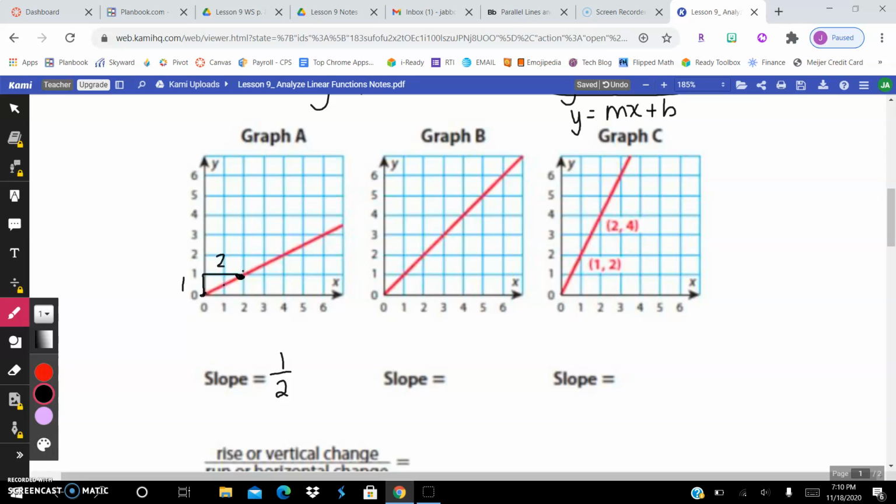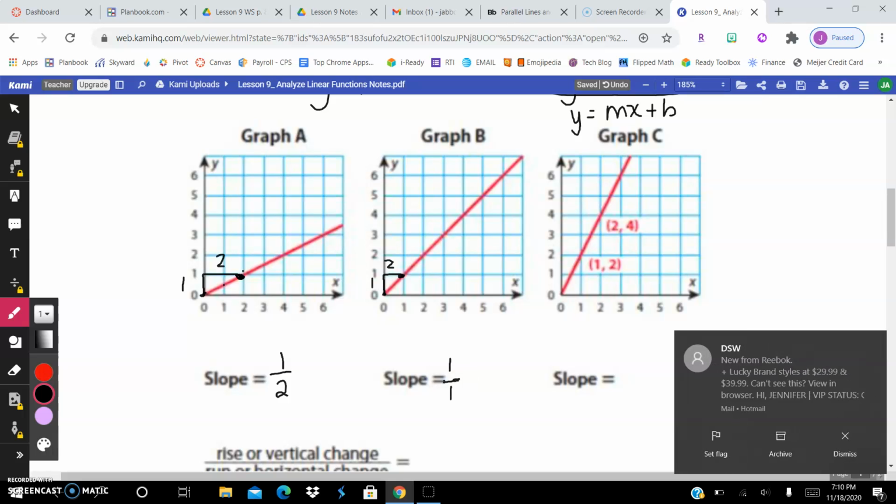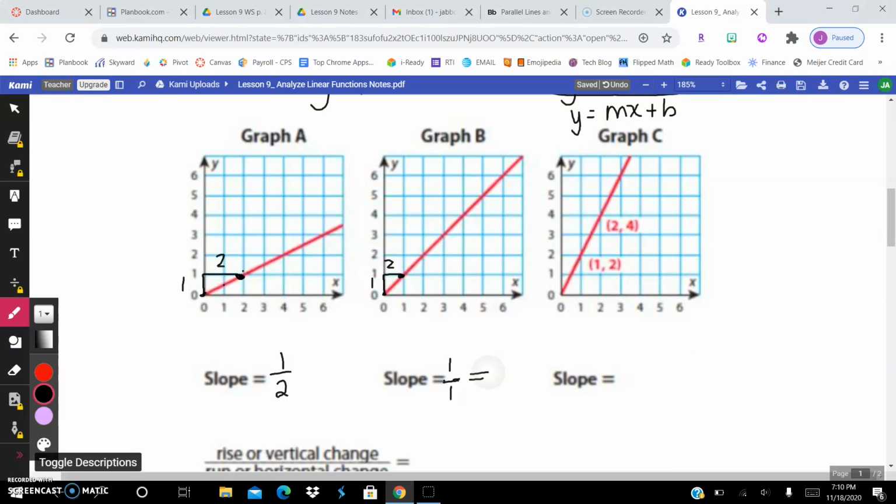For this one, it starts at 0, 0 as well, but it crosses right at the next line there at 1, 1. So I would go up 1 and I would go over 1. So that slope would be 1 over 1, which simplifies down to just 1.